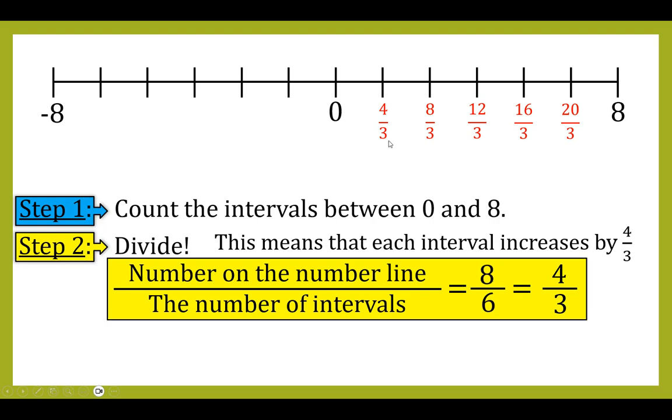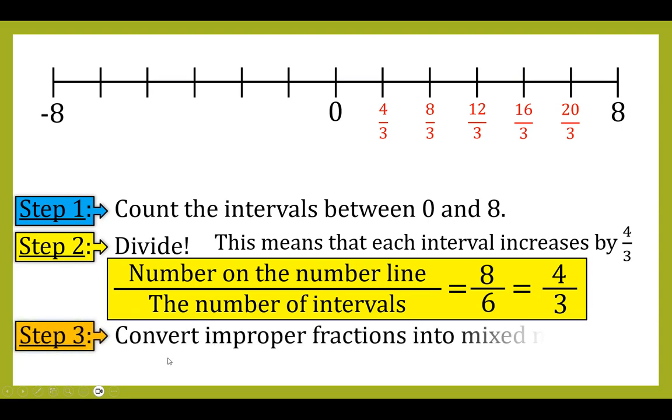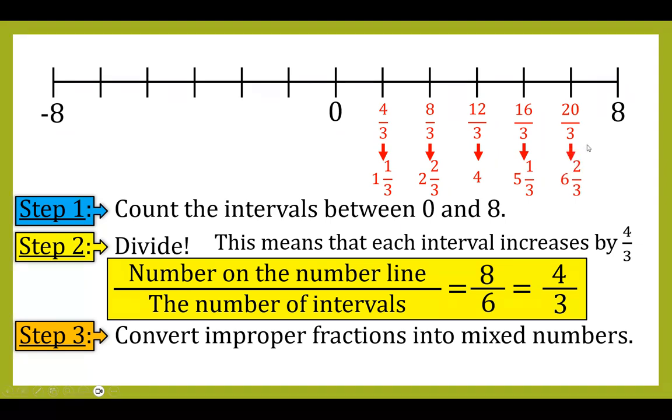Okay, so what I'm going to do now is I'm going to take these values that I have, and I am going to either reduce them or I'm going to convert them to mixed numbers. So step 3 is to convert improper fractions into mixed numbers. So here, 4/3 is going to convert to 1 1/3. 8/3 is 2 2/3. 12 divided by 3 I know is a whole number. That's 4. 16/3 will convert to 5 1/3. And then 20/3 converts to 6 2/3.